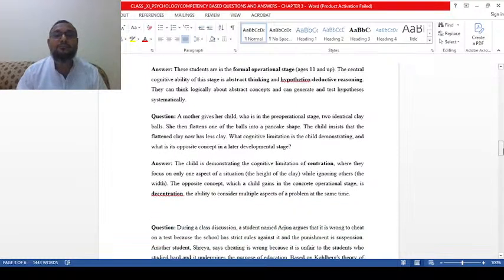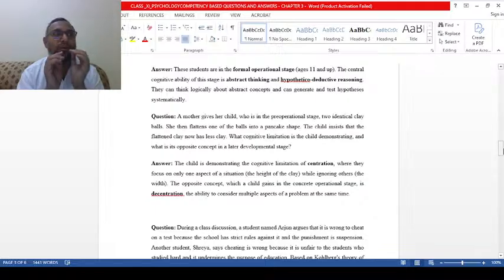A mother gives her child, who is in the pre-operational stage, 2 identical clay balls. She then flattens one of the balls into a pancake shape. The child insists that the flattened clay now has less clay. What cognitive limitation is the child demonstrating, and what is the opposite concept in a later developmental stage?